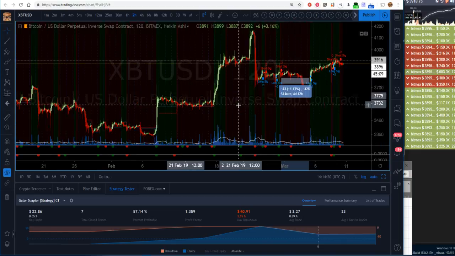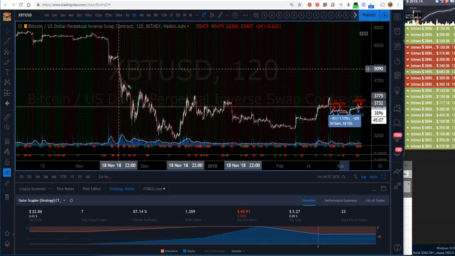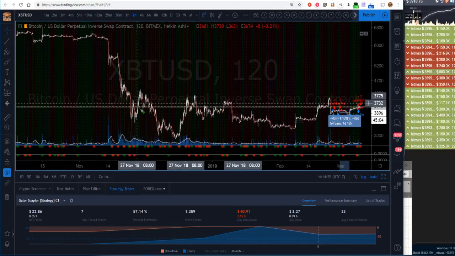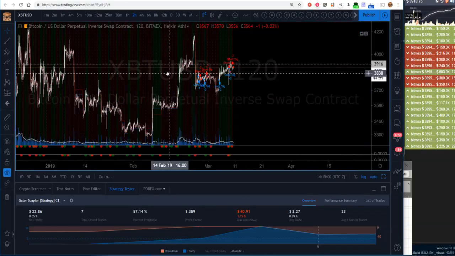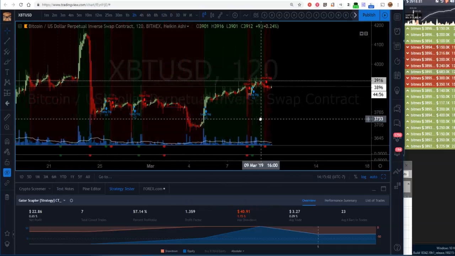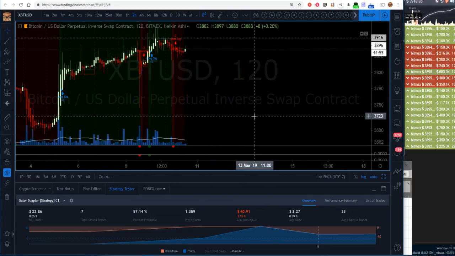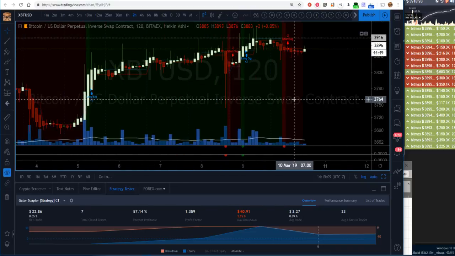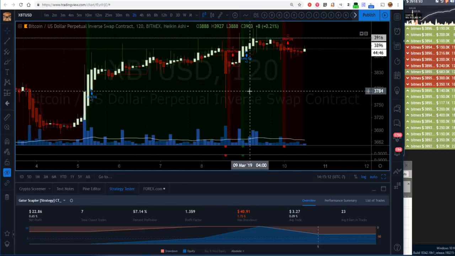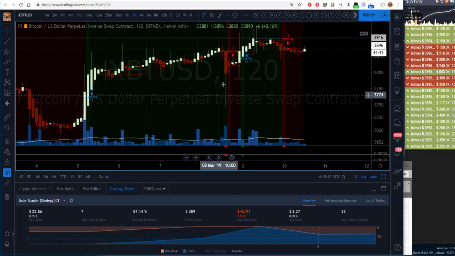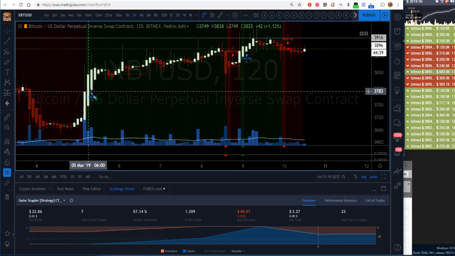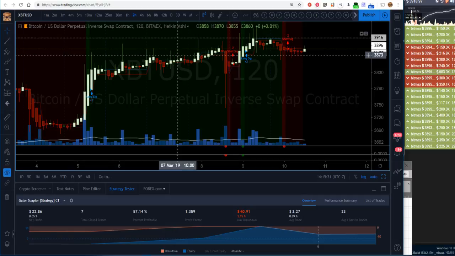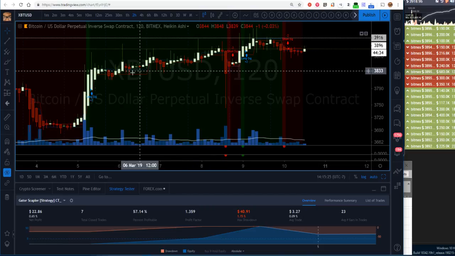At that point, a short at that level from back here was not a mistake. A short right here was a mistake. And right now, we got a short signal right here. So until this turns into a buy signal, we're looking at shorting opportunities. This is a buy signal right here. Buy opportunity.